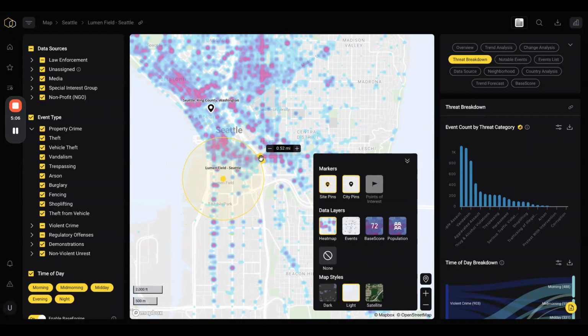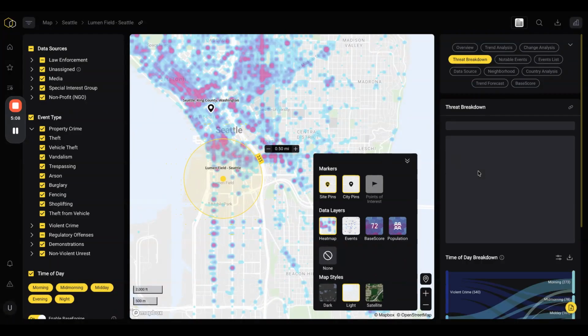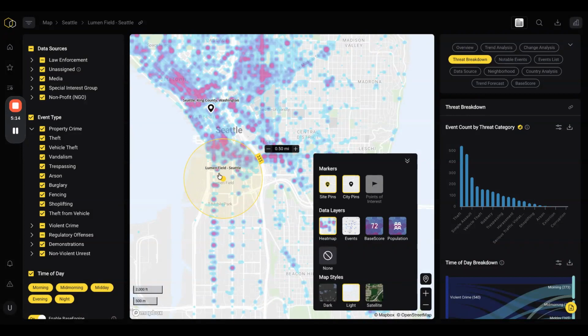If we dial this in a little bit more, let's call it a half mile, we'll see these numbers go down to reflect that new radius. But again, it will give us a good sense for how often these things are occurring. Now we see most of this activity is happening north of Lumen Field here in Seattle.